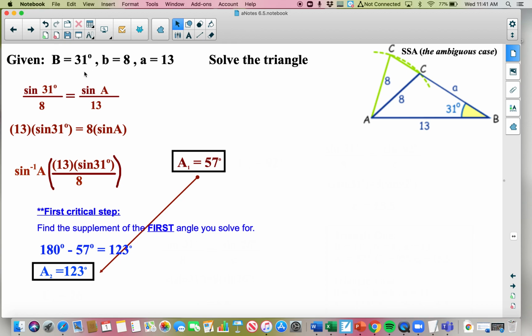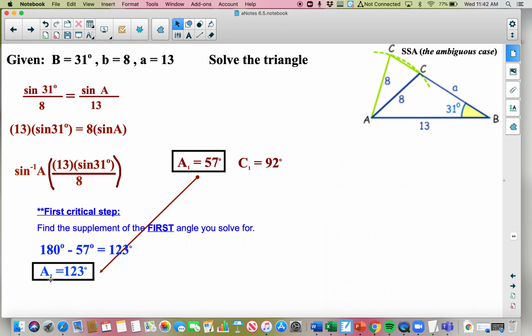B up here, 31 degrees, is fixed. So for both triangle 1 and triangle 2, 31 degrees is fixed. So if I take 31 plus 57, that's going to be 88. Subtract that from 180, and I know that angle C is 92.